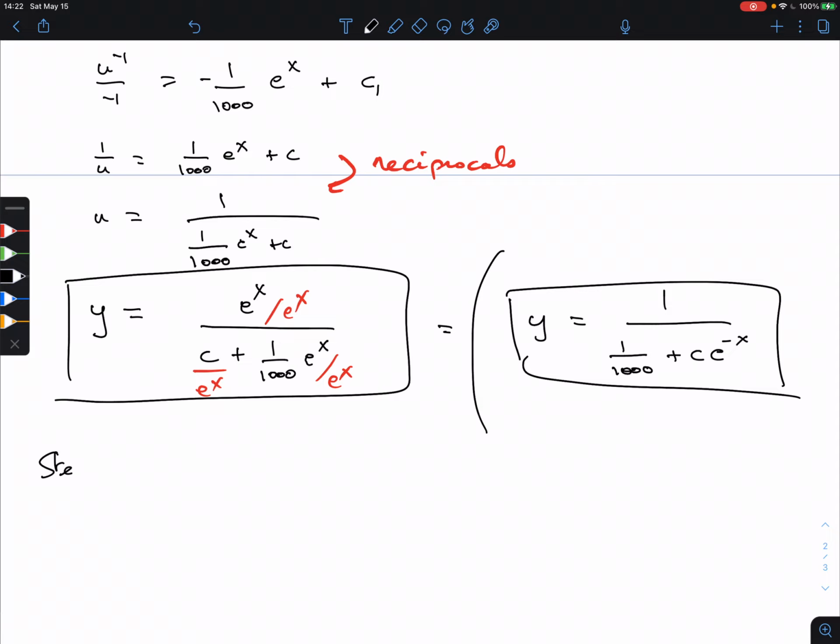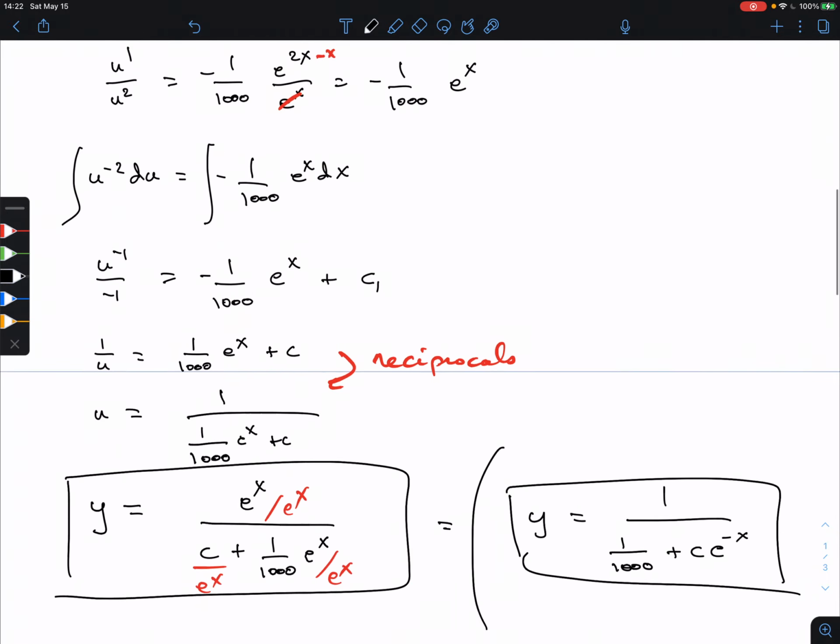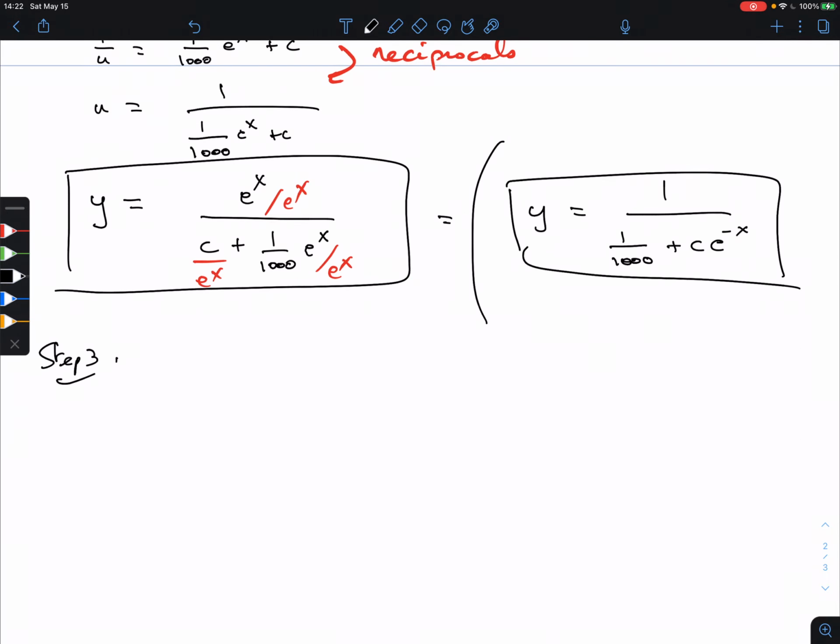So what step are we at? Step 3, might have been step 4 already. We need the initial condition. So for our initial condition, if x is 0, then y was 100, right? So let's plug that in. We get 100 equals 1 over 1,000 plus, if I plug in 0 for x, then e to the 0 is 1, so I get just C here.